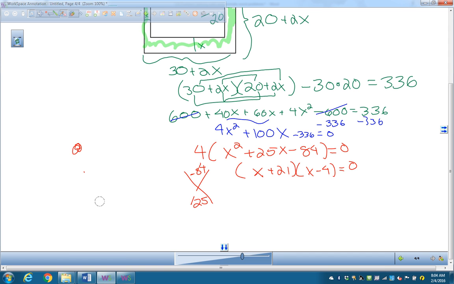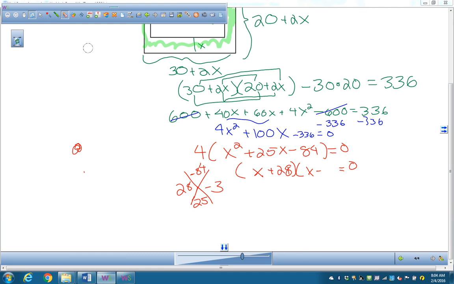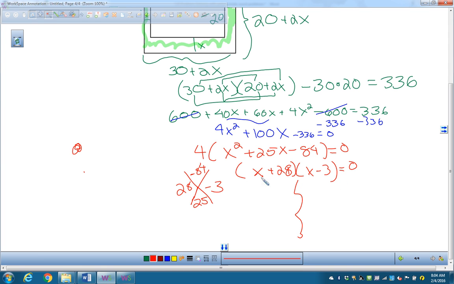28 and -3, that's correct. Okay. So this one involves a lot of guessing. 28 and -3. That works. Okay. And so let's just change those. That was a good try though, Calvin. I'm still giving you a point for that one. Okay. 28 and -3. And then I'm going to draw a little squiggly line. And I'm going to say either x equals -28 or x equals 3. Which one does it have to be? 3. It's got to be positive 3.